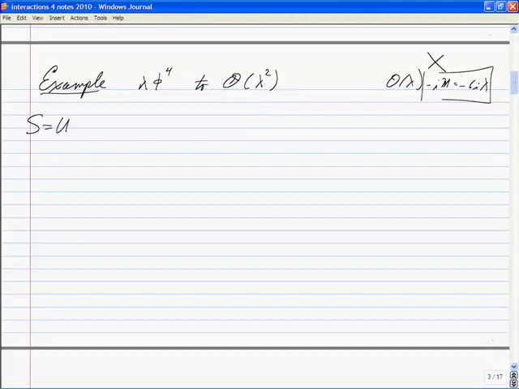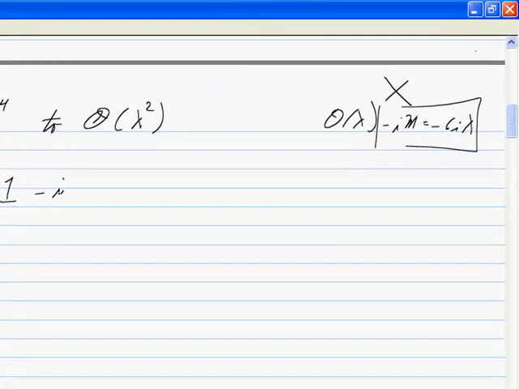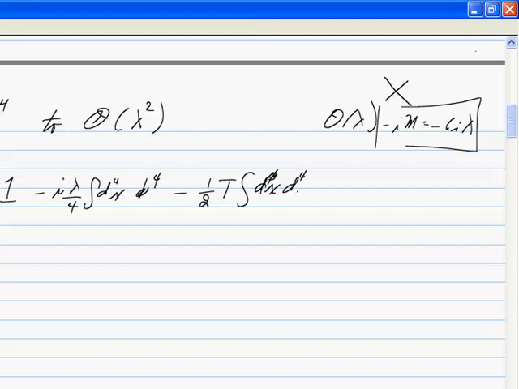So the S matrix, or the time development operator from minus infinity to plus infinity, when you expand it, is 1 minus i lambda over 4 integral d^4x phi to the 4th, and then the next term is minus 1/2 time-ordered product integral d^4x d^4y, lambda over 4 phi to the 4th at x, lambda over 4 phi to the 4th at y. So that's what has to be time ordered.